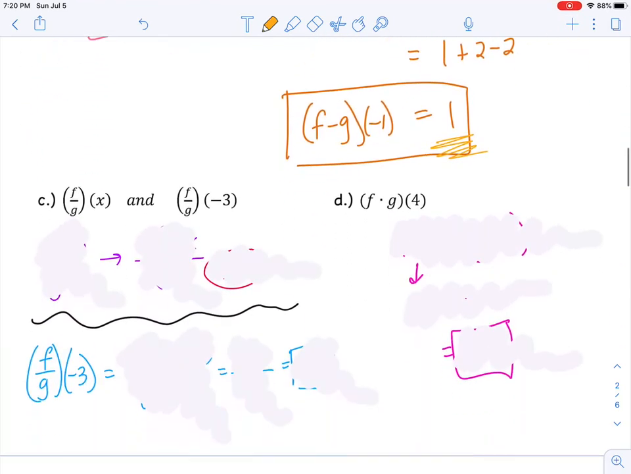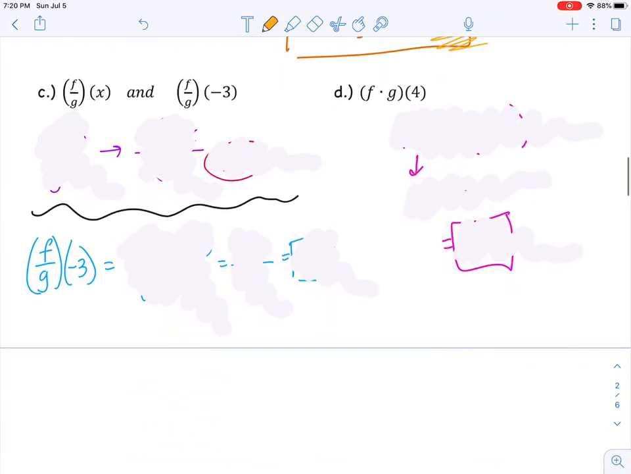Okay? All right, let's do a practice of division and multiplication of two different functions. Same kind of rules. On C, if I want to do f divided by g of x, my answer is just going to have x's in them. But if I want you to do f divided by g of negative 3, then as soon as I'm done dividing, I've got to make sure that I plug in a negative 3.